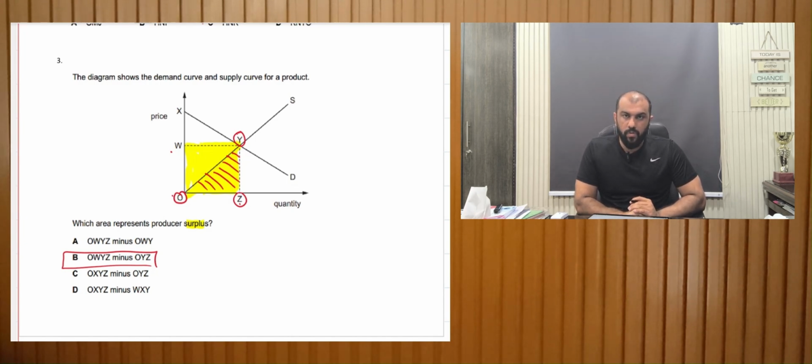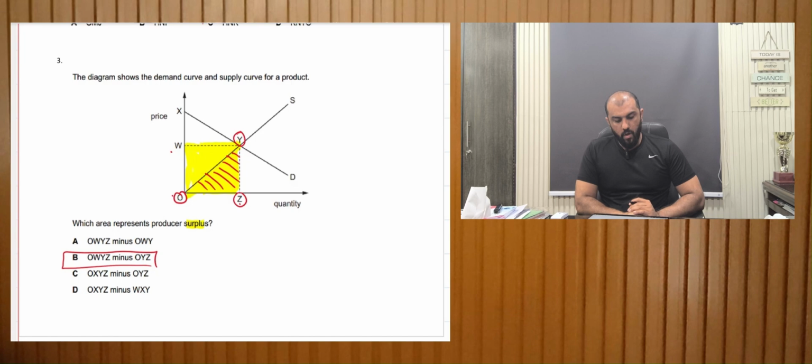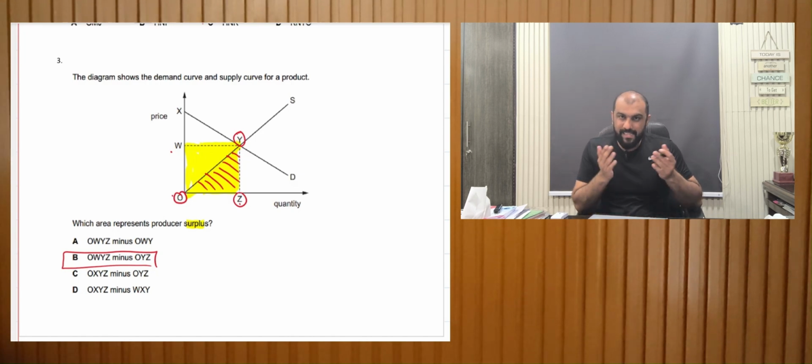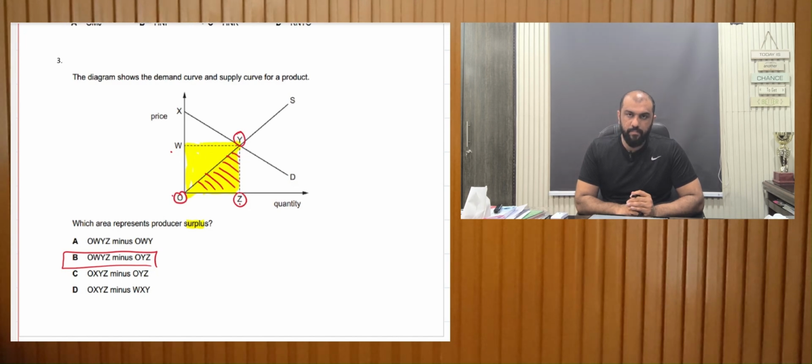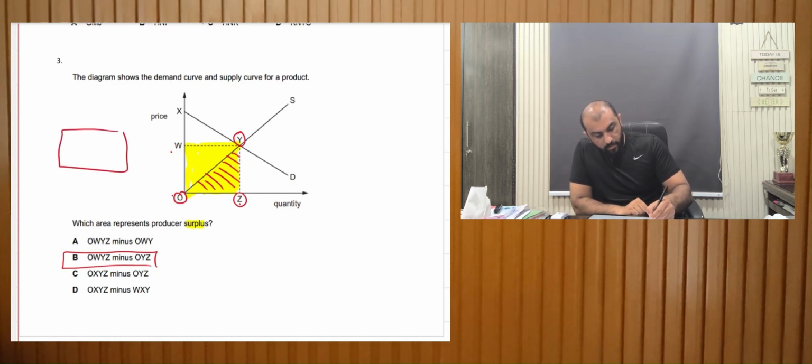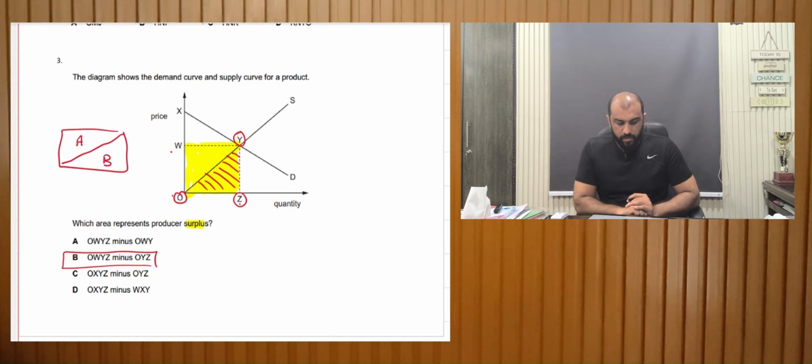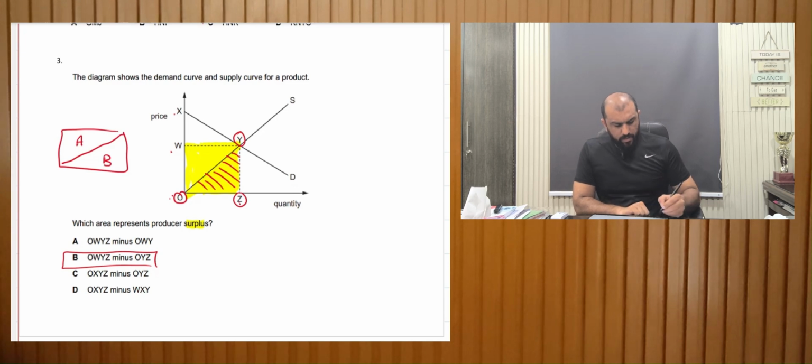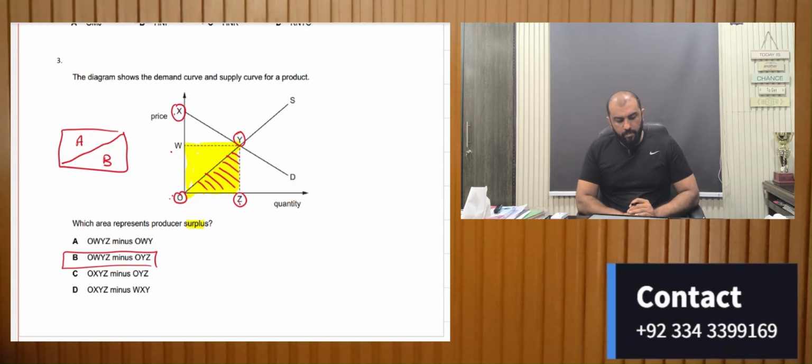However, if B was not given, A would also have been the right answer, because OWY is equal to OYZ. So basically, according to maths, if I make this line, this rectangle, this triangle A is equal to triangle B. So that's the concept, right? So B is correct. Now OXYZ is incorrect because OXYZ is basically above the price, therefore it cannot be the right answer, right? So C and D are incorrect.